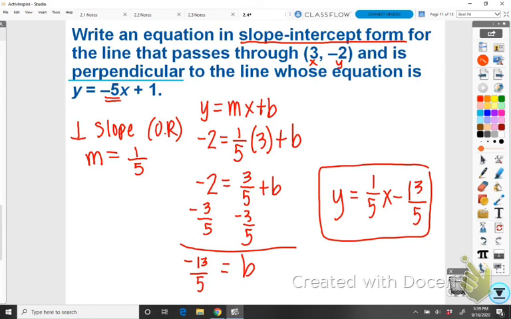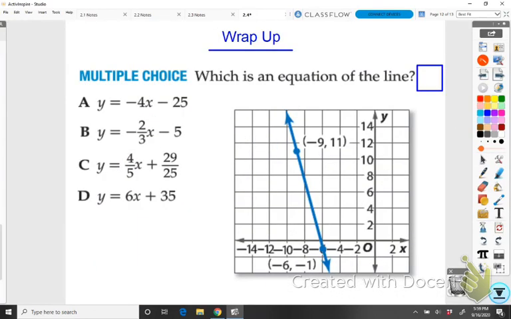All right, looking at the time here, this video was kind of on the longer side, so maybe you can think about this question and narrow your choices down and see which equation matches this graph, and we'll talk about that tomorrow.